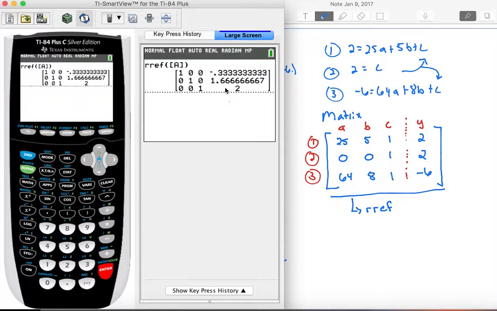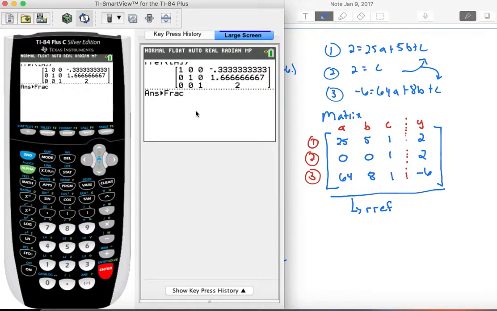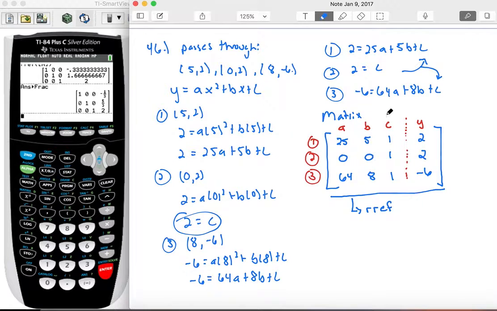Now we have decimals in our answer, and you know Mr. Nichols does not like decimals, so we're going to convert all of these decimals to fractions by simply hitting the math key, hitting enter on fraction, and hit enter again, and it will convert those to nice fractions. So we're going to write that on our table over here.